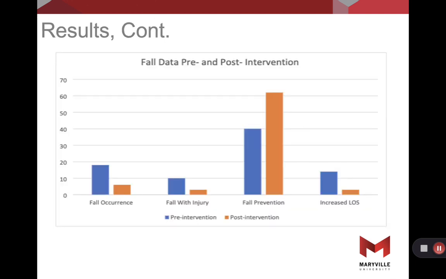This chart depicts the fall occurrence with injury, fall prevention, and increased length of stay in the pre and post intervention periods of the Morse Fall Scale Tool implementation. As you can see again, all aspects of the post intervention data were decreased with the use of the Morse Fall Scale Tool implementation.